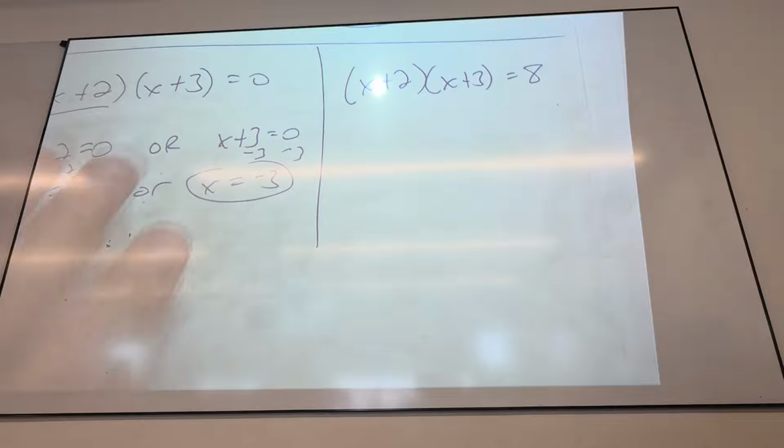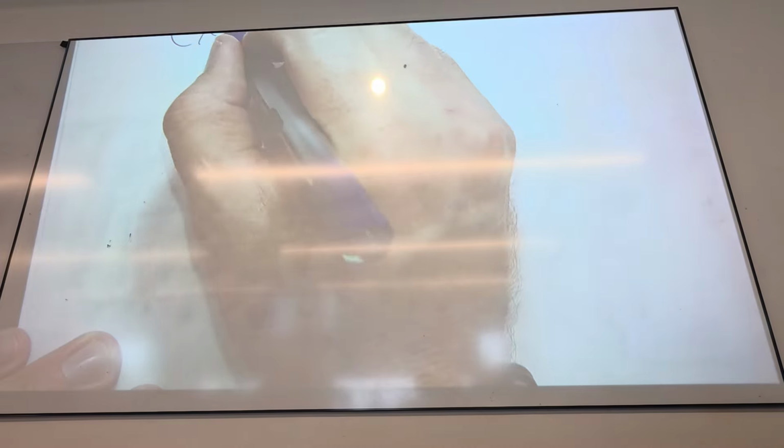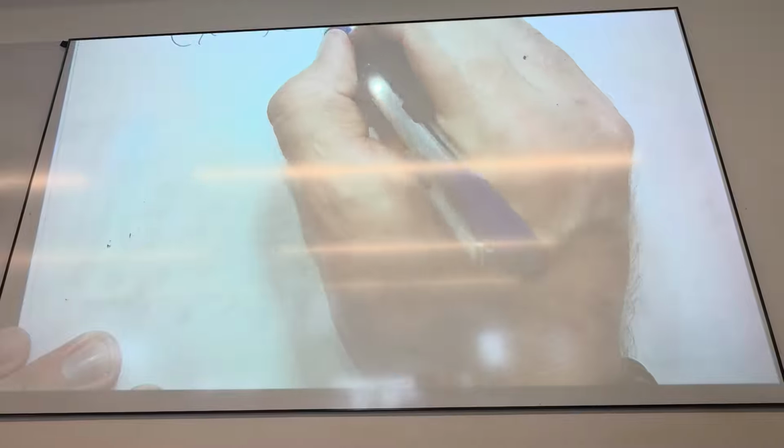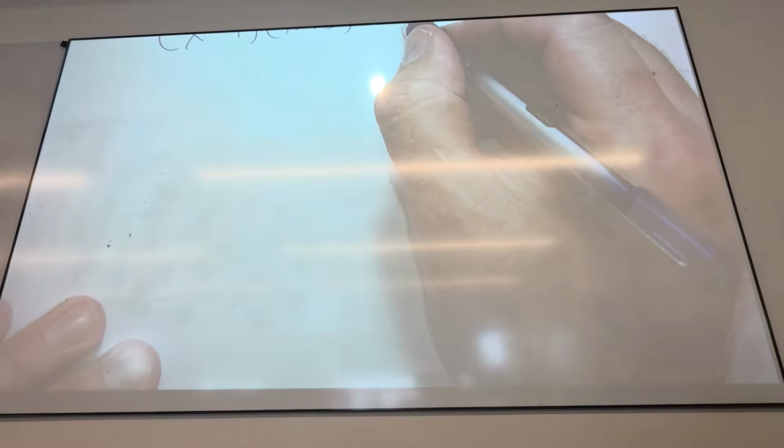So what would I do? This one actually is really gross, so let me make one that's a little better. What would I do if I had this here? What would you do? There we go. That should work out.